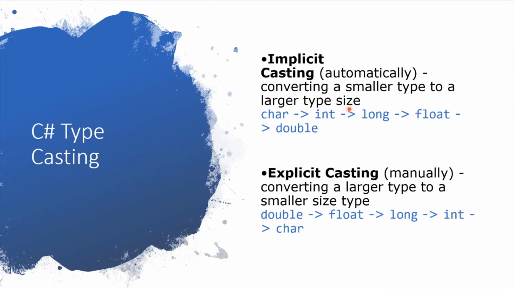So implicit casting is already available casting, where smaller types can easily be converted to bigger types. Then there is explicit casting, which means casting one type of value to another type of value. You need to do it manually, then you can do it.